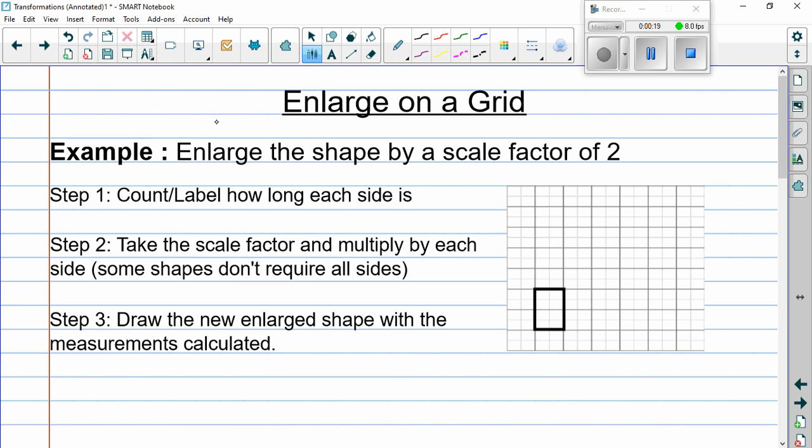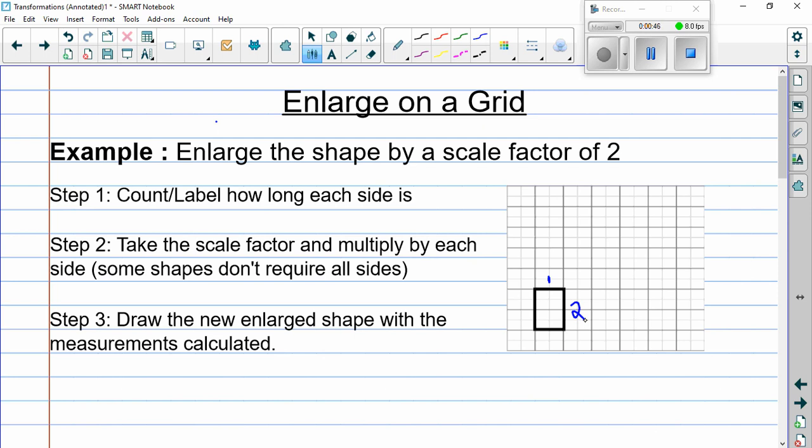So step one, when we're enlarging, we're going to count and label how long each side is. Notice I didn't even read the question yet. I don't care about what the question does. Every single time I'm going to count and label. Here, I'm going to label just the distance of the big squares. We could label that there's 2 small squares and 4 big squares, but I'm going to choose easier, 1 and 2. So we want to now look at our question.